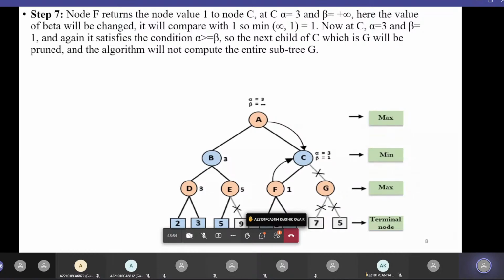So we have the first AI greater than or equal to beta. That condition is satisfied, so we need not compute the subtree. This is called machine learning; we have alpha and beta. And somewhere if the condition is satisfied, we need not look into the remaining part.